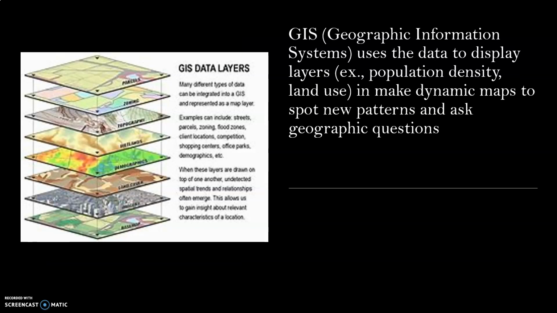And then GIS, which is one of my favorite things, GIS uses data to display layers. And so we live in a world with layers. So we have the Earth, we have the buildings on top of the Earth, we have the street system on top of the Earth. So those are layers. And so GIS actually takes that Earth and splices the layers to make dynamic maps. And then those maps are used to look for new patterns and to ask those geographic questions.